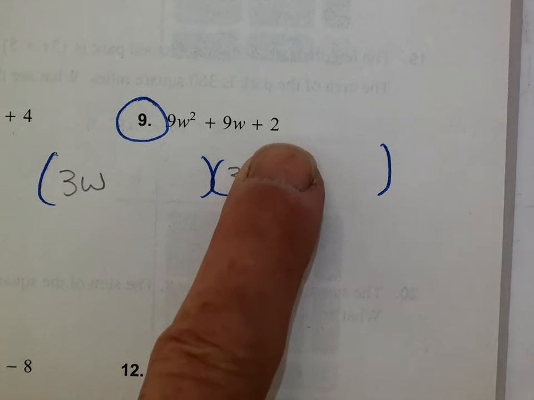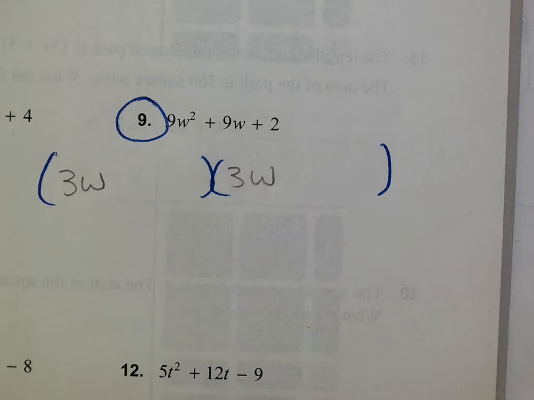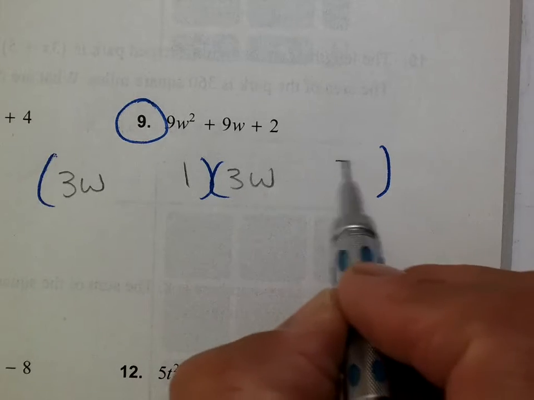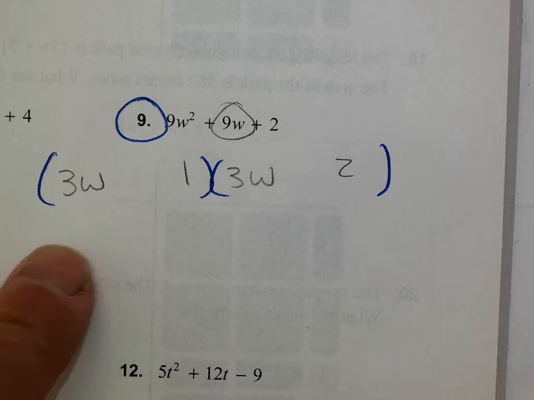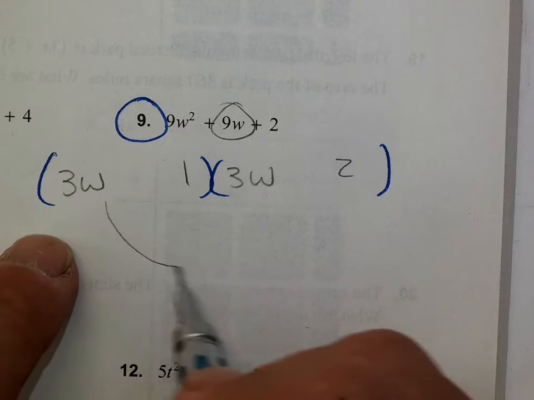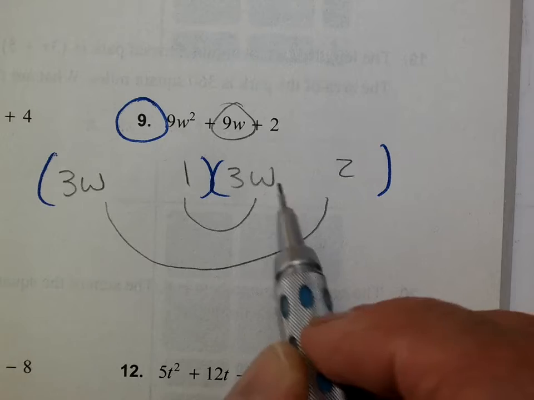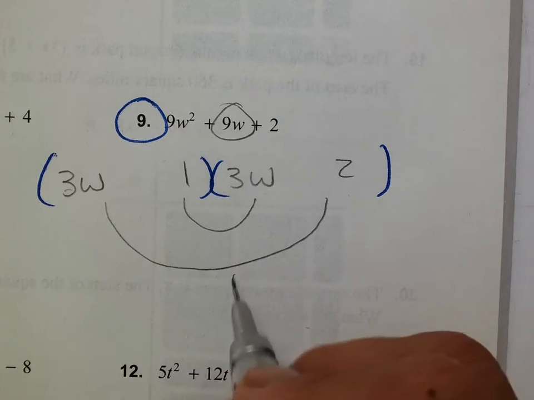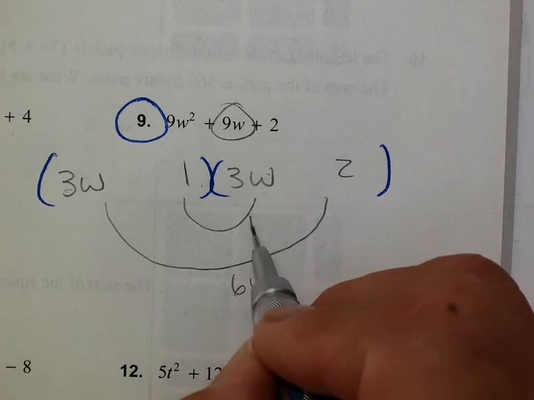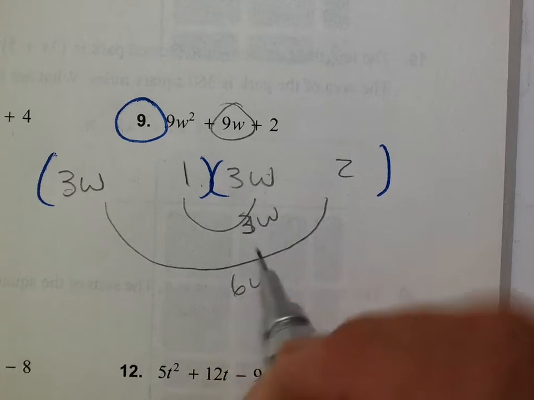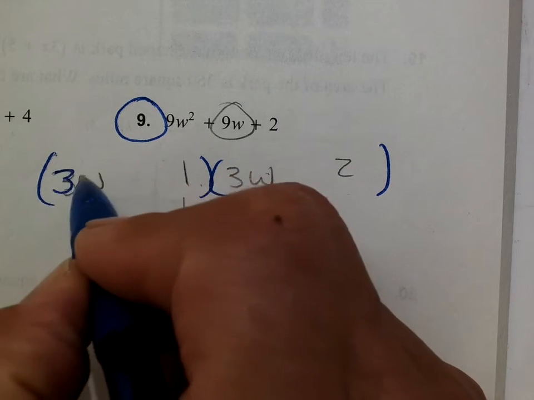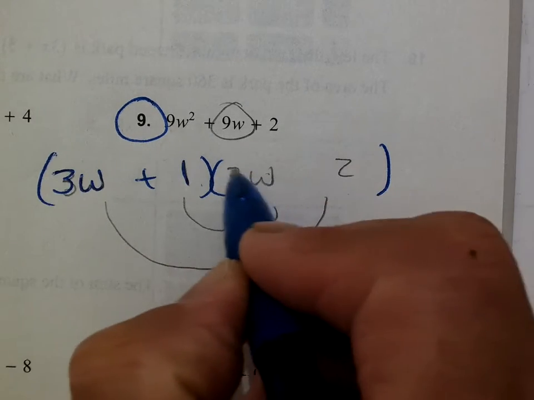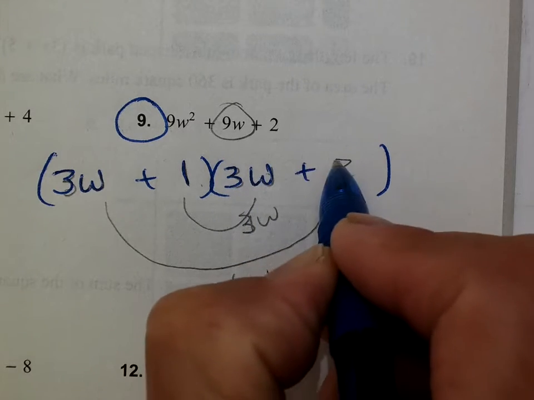What about the multiples of 2? It's 1 and 2, okay? So then I'm going to put 1 and 2. Now what I need to do is make a middle term of 9, right? So I'm going to check my double smiley, okay? That's going to give me a 6w. That's going to give me a 3w, and they do make a 9, right? Now I need a positive 9, so I'm going to go along with 3w plus 1, 3w plus 2, okay?